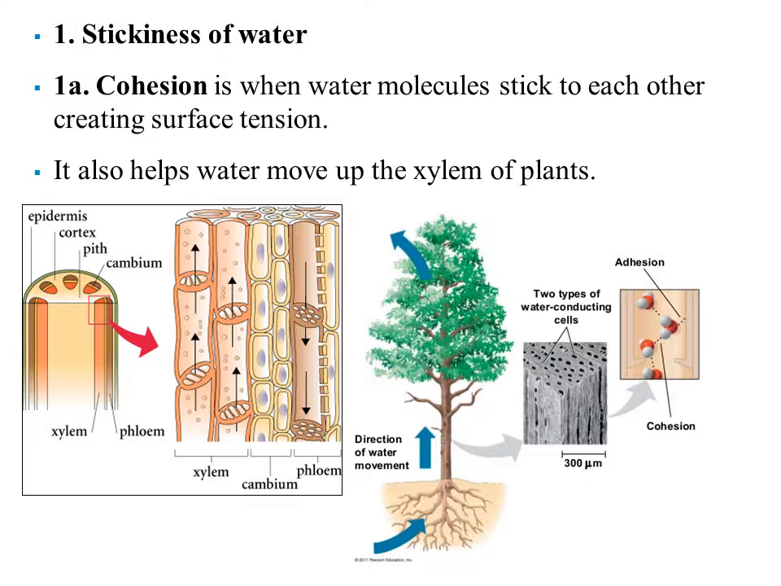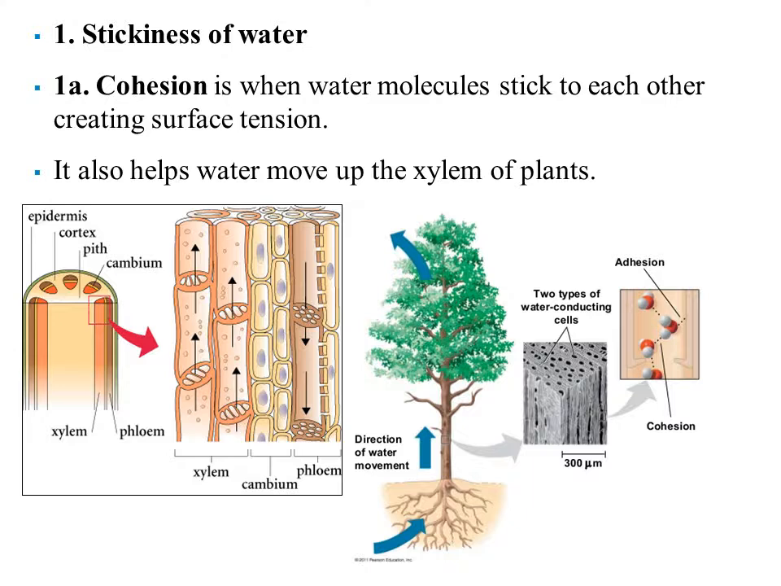The first property is the stickiness. Water can be separated into cohesion and adhesion. This deals with the stickiness of water. So the first one we'll look at is cohesion. Cohesion is when water molecules stick to each other. That creates surface tension.